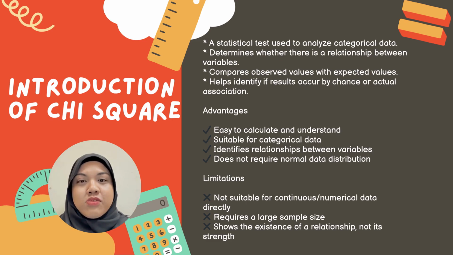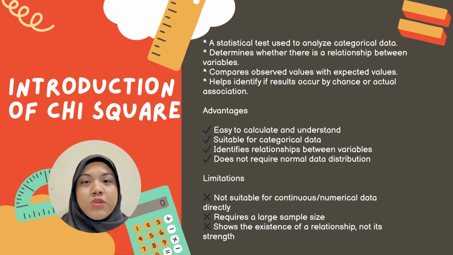The introduction of chi-square. The chi-square is a non-parametric statistical test used to examine whether there is a significant difference between observed frequency and expected frequency in categorical data. It helps researchers determine whether variables are related or whether observed results occur by chance. The test works by comparing the actual data, observed frequency, with the values that would be expected if there were no relationship between the variables, expected frequency.